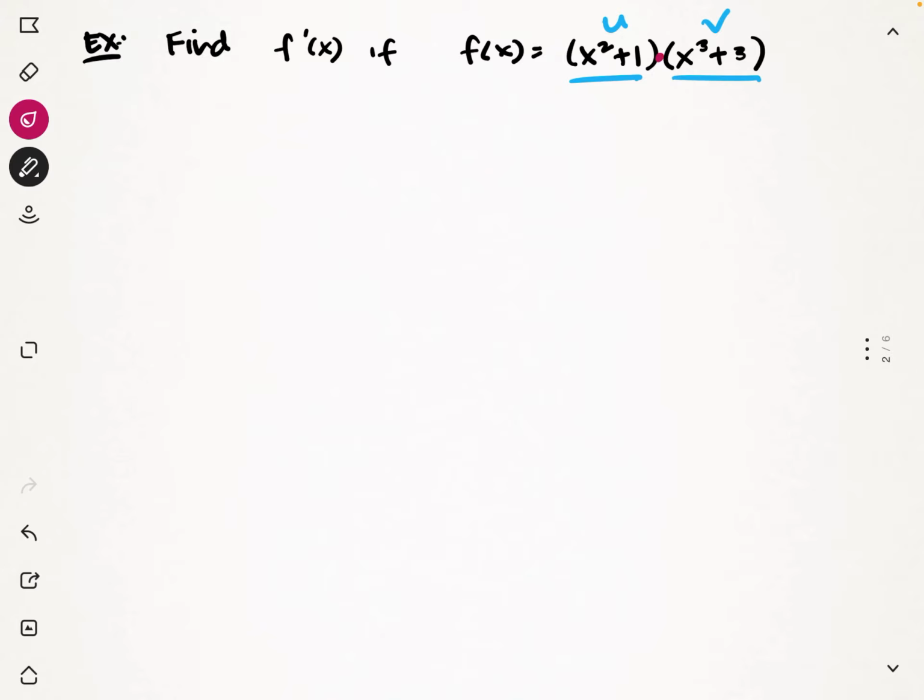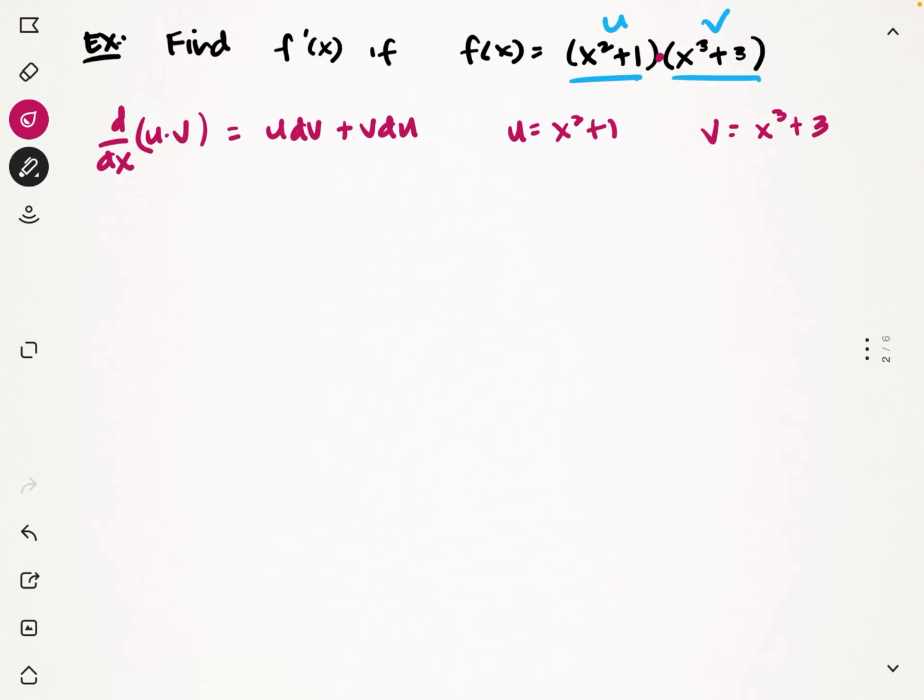So we're going to write the derivative with respect to x of u times v is going to be equal to u dv plus v du. It's kind of helpful sometimes to just write it out. So let's say we have u equals x squared plus 1. V is x cubed plus 3.